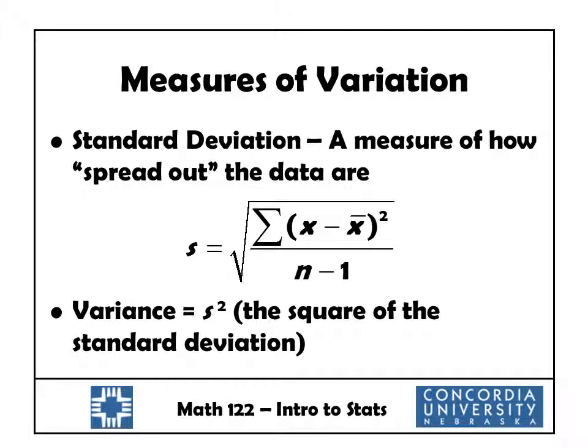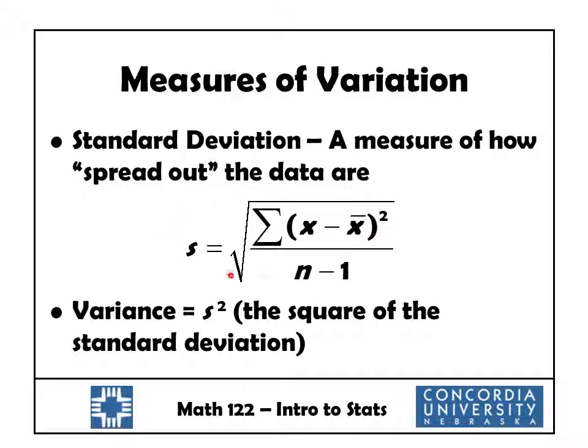The next category of statistics that we calculated was called measures of variation, and we had 2 of them. The first one was called the standard deviation. And informally, standard deviation is a measure of how spread out the data are. If your data values are all pretty close together, then you're going to have a fairly small standard deviation. If there's a lot of difference in the data values, then you're going to have a large standard deviation.